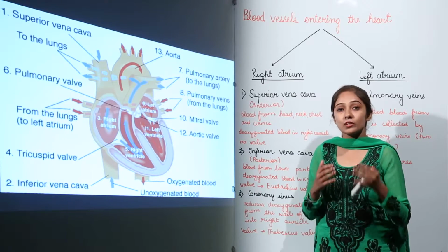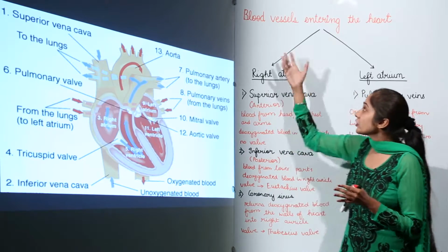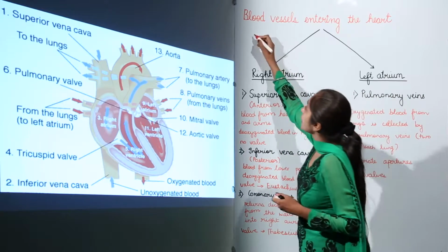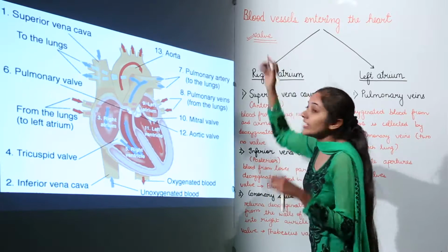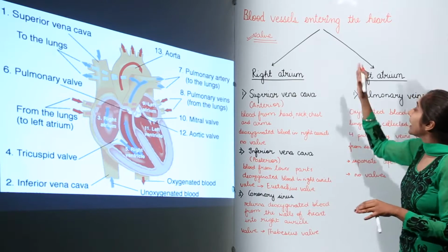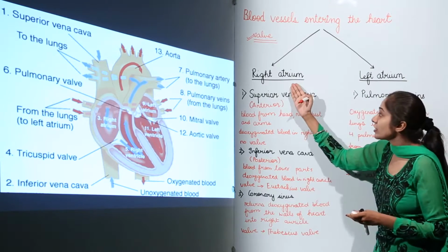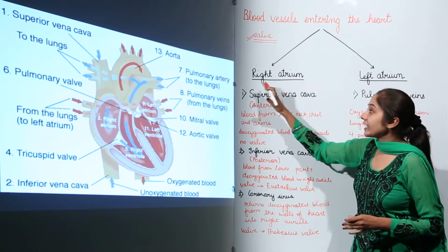Let's discuss the blood vessels that enter your heart. The apertures that we call valves are present, which help the unidirectional flow of the blood. So let's see what blood vessels enter your heart from the right atrium as well as from the left atrium. First of all, let's discuss the right atrium.